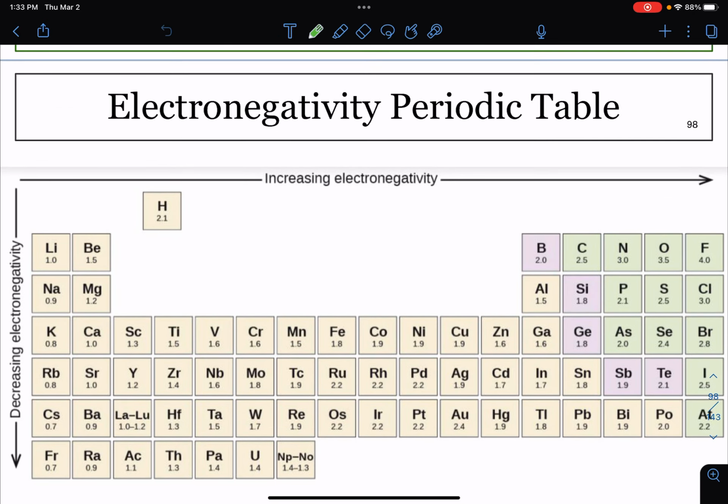This is the periodic table listing the electronegativity numbers for each element. You can see the electronegativity increases as you move to the right on the periodic table in a row towards fluorine, and as you move up in a column towards fluorine. Fluorine is the most electronegative element on the periodic table.